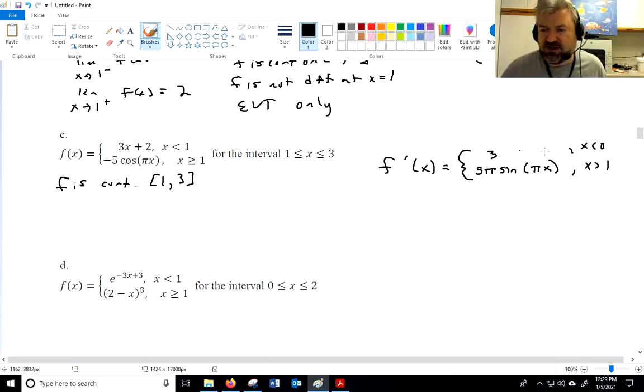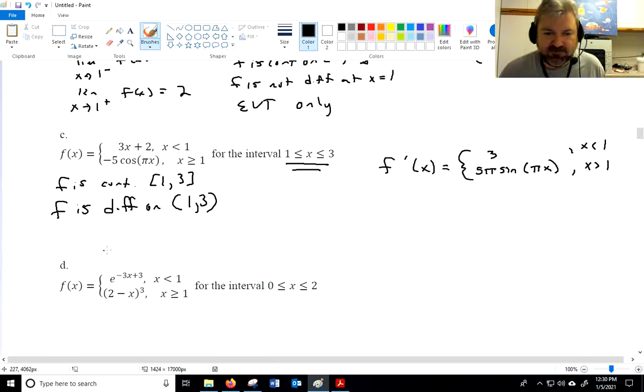So this is not differentiable at x equals 1 because the derivative from the right is going to be 0 and from the left is 3. But look, that doesn't matter for the mean value theorem because we only need differentiability on the open interval. So we can say that the extreme value theorem and mean value theorem can be applied.